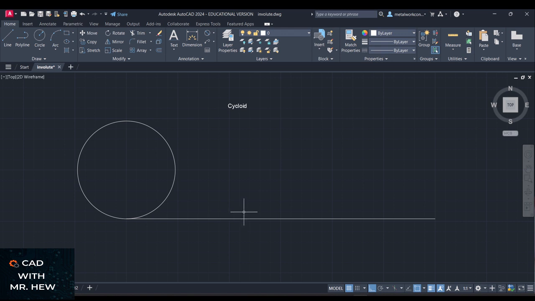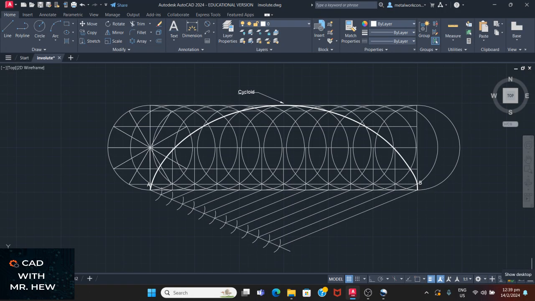The next step, we're going to divide the circumference, this baseline, into 12 equal parts. After we have the circumference, we divide it into 12 equal parts. So here it is, we have our arcs, 12, and then we have the lines, and the line AB divided into 12 equal parts.